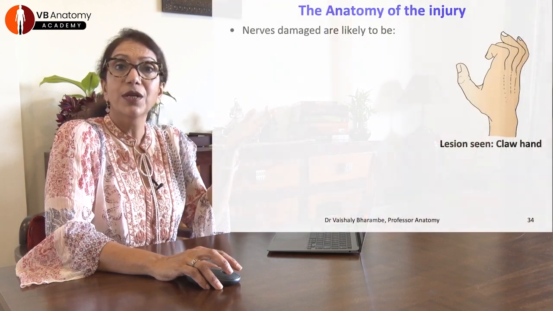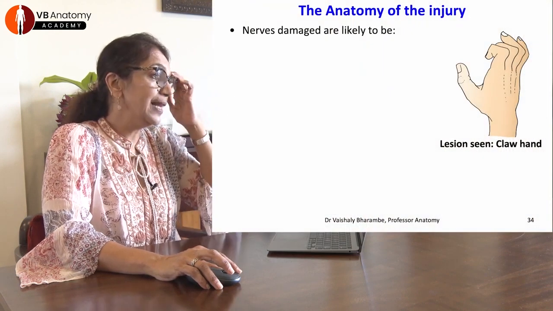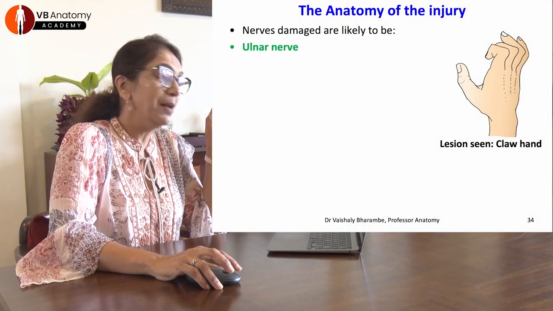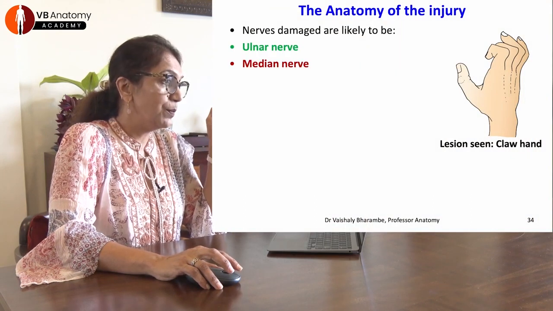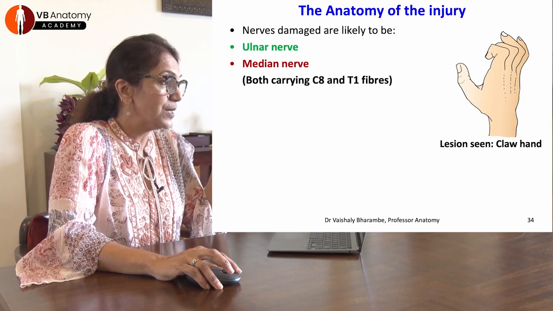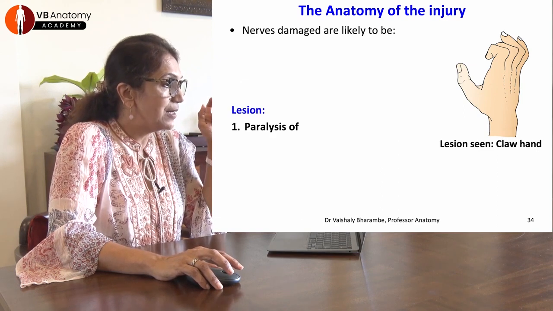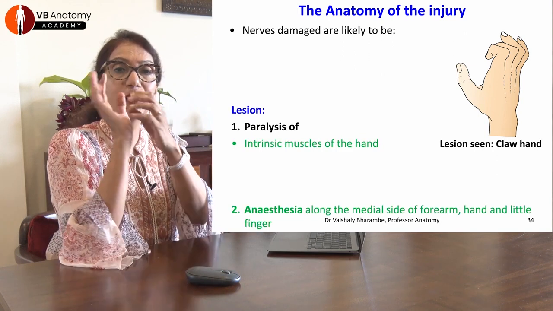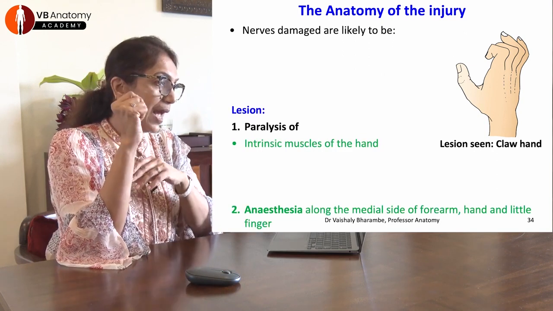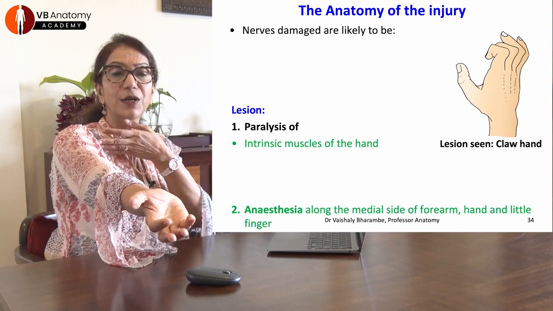So what is the patient coming with? Nerves likely to be damaged are the ulnar nerve and the median nerve, both carrying C8 T1 fibers. Because the ulnar nerve is damaged, you will see paralysis of the intrinsic muscles of the hand, all these small little muscles, and anesthesia along the medial aspect of the arm.